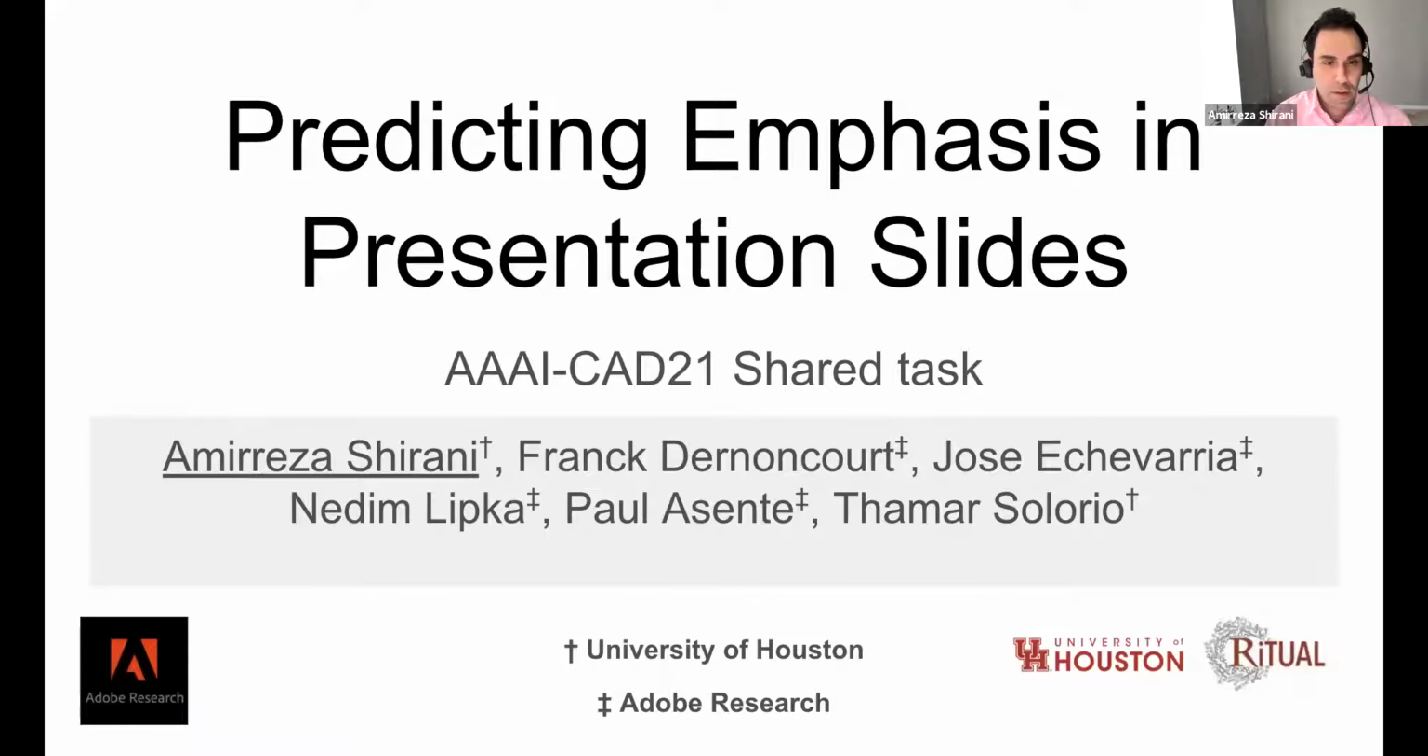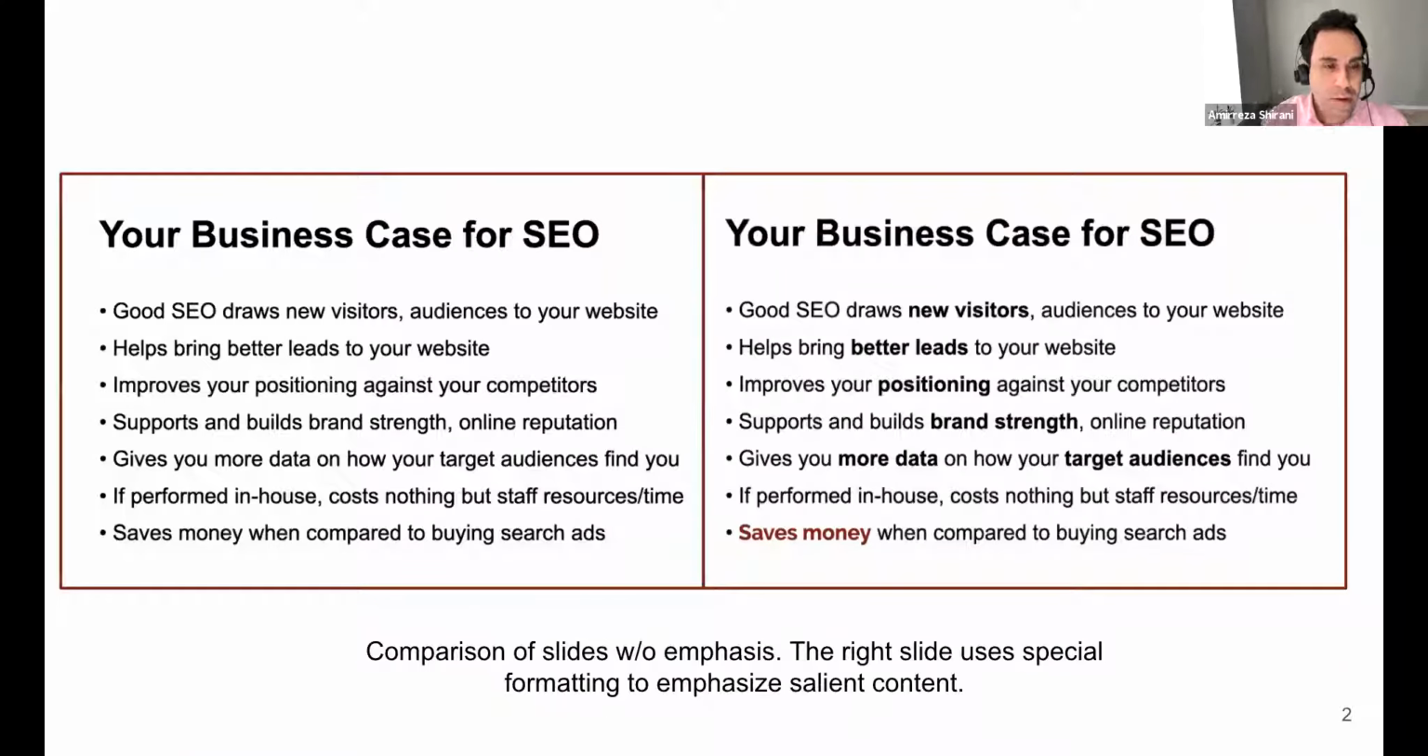I'd like to start with an example here. I'm showing two slides, basically with the same content. As you see, the one on the left is plain, while the one on the right uses different special formatting to emphasize salient content in the slide, which makes the slide readable and easier for the audience to process.